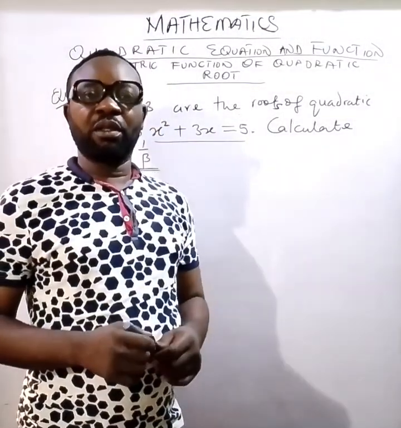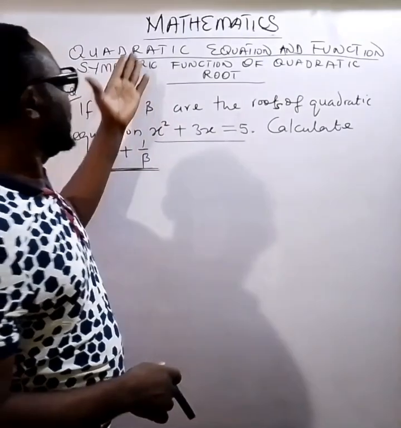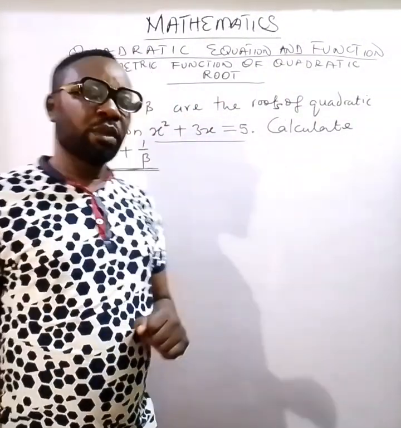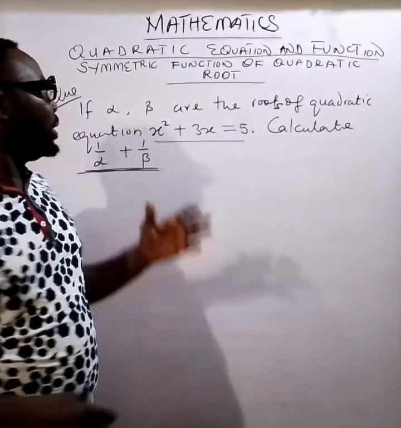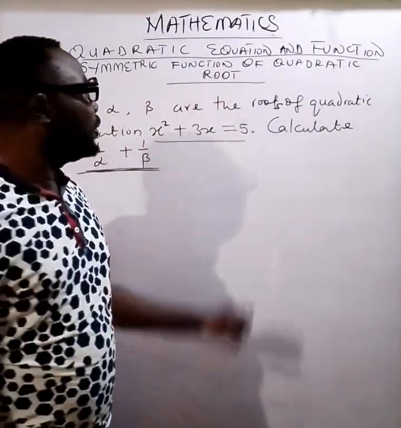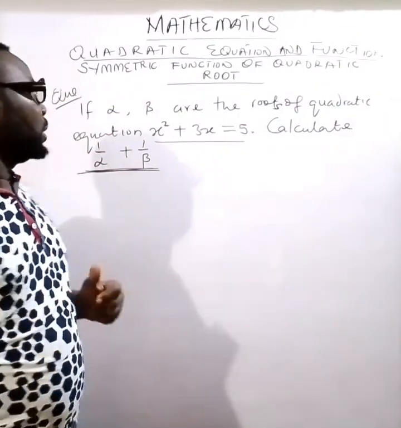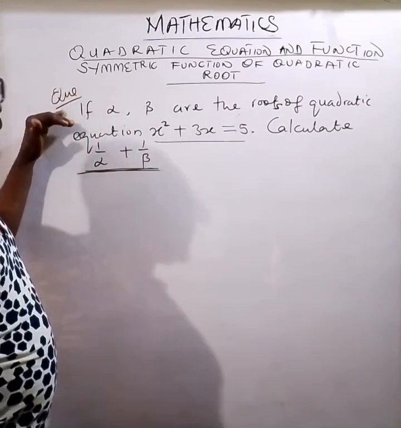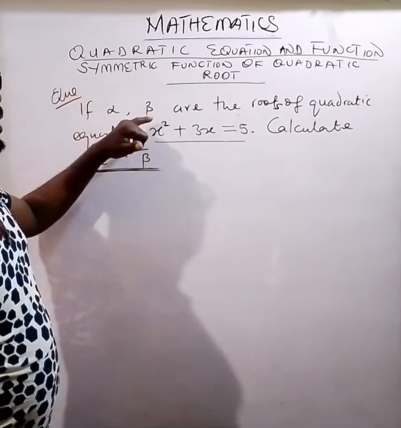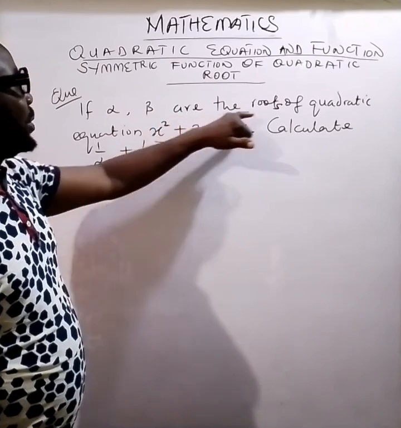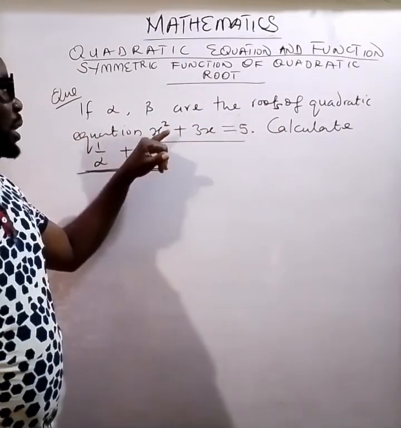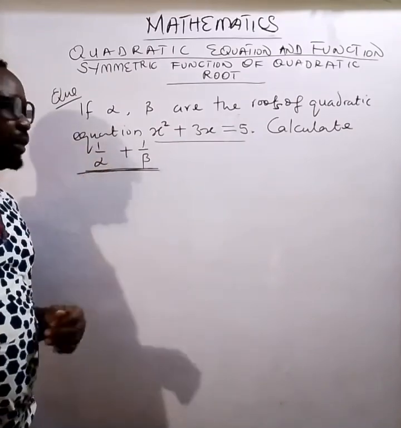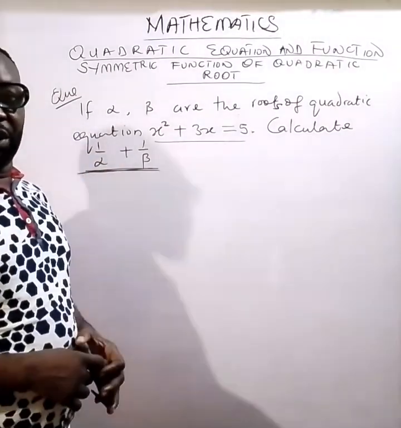Good viewers, let's look at the topic in mathematics called quadratic equation and function. On this, we are going to focus on symmetric function of quadratic roots. I have a question here which says, if alpha, beta are the roots of the quadratic equation x squared plus 3x is equal to 5, calculate 1 over alpha plus 1 over beta.